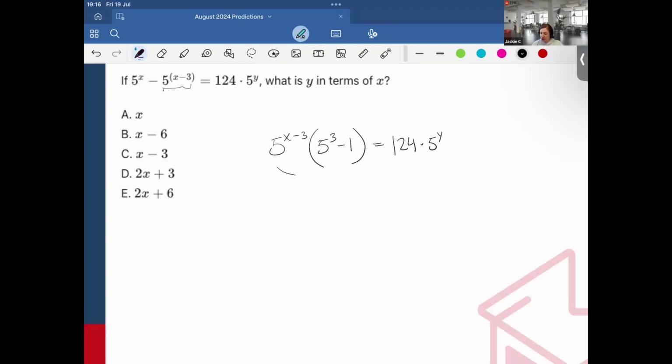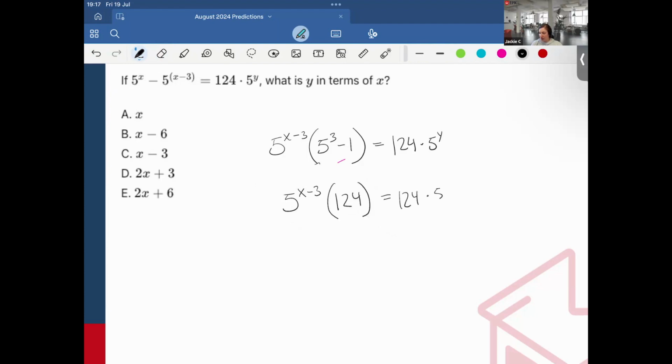Because just to show, I know it could be hard to see, this would be 5 to the x minus 3 plus 3. So we see that these would cancel, and this would give me 5 to the x, like the original expression. And then if I distribute it here, this would give me just 5 to the x minus 3, which is exactly what I had, right? 5 to the x minus 5 to the x minus 3. Okay, so hopefully that's clear. So in doing so, that will give me 5 to the x minus 3 times 124.